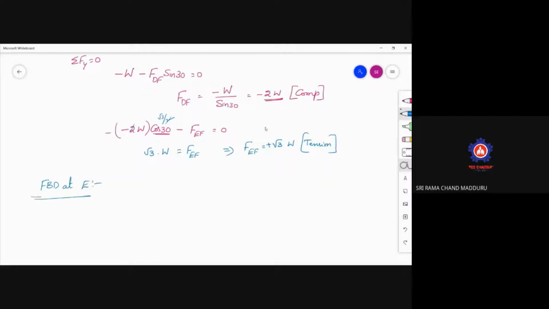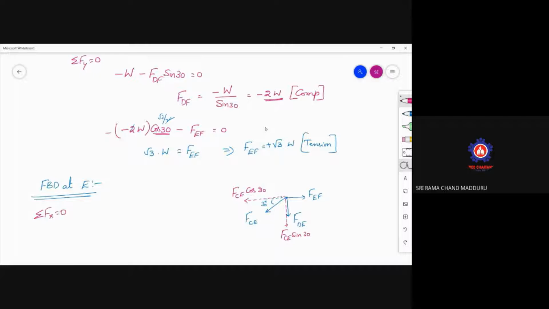So when I am writing the free body diagram at E, here a downward force is there, that is force in DE, and here a force in EF is available, and an inclined force is there, which is force in CE, and this is making an angle of 30 degrees. So now resolve the force along x-axis as well as along y direction. So this is F CE cos 30. This is F CE sin 30.